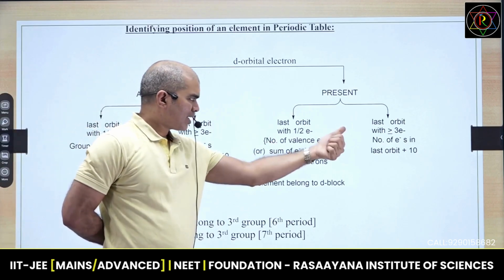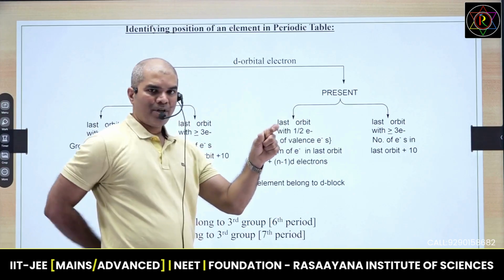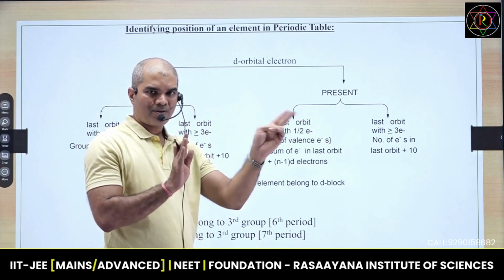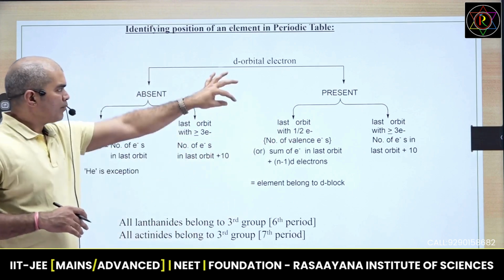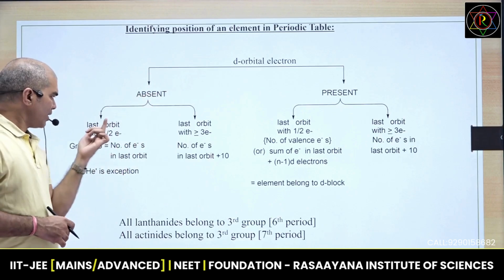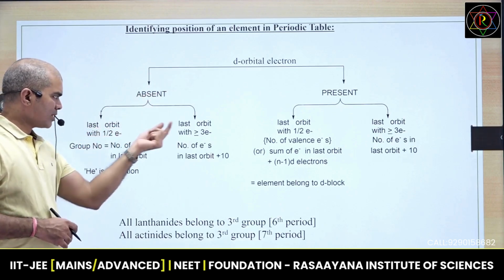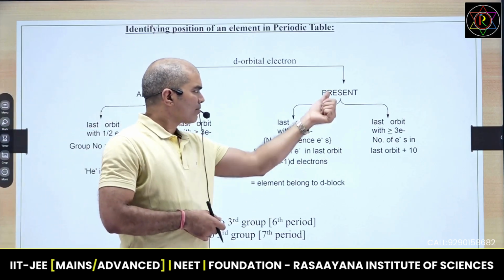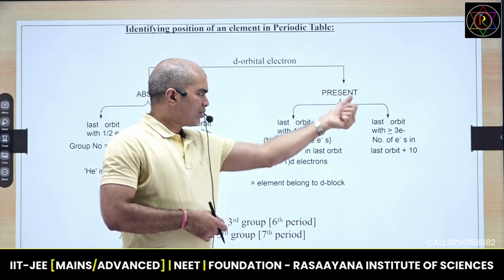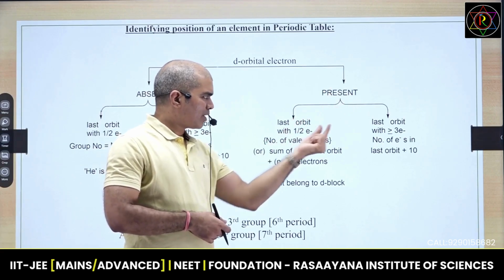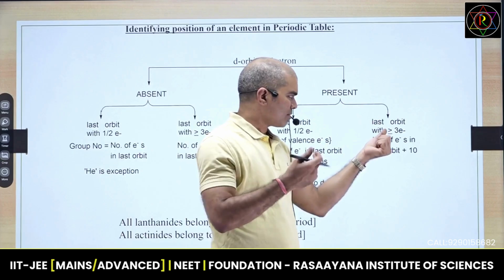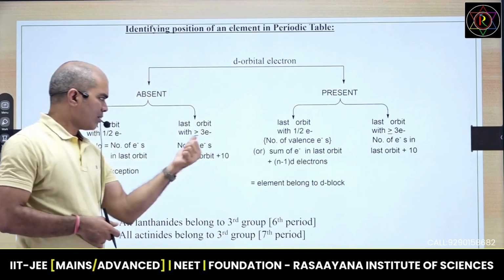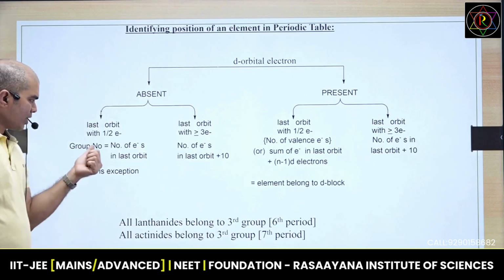In both cases the same classification. Last orbit, is it having 1 or 2 electrons, or is it having greater than 2 electrons? So if d electrons are absent, last orbit with 1 or 2 electrons, last orbit with greater than 2 electrons. If d electron is present, last orbit with 1 or 2 electrons, last orbit with greater than 2 electrons. Greater than 2 electrons means greater than or equal to 3 electrons. So what is its group number?